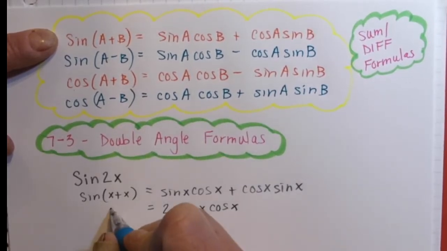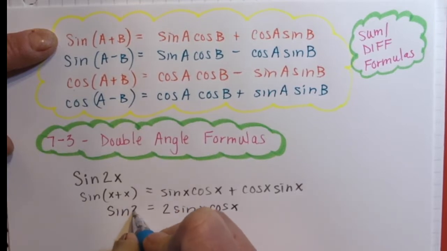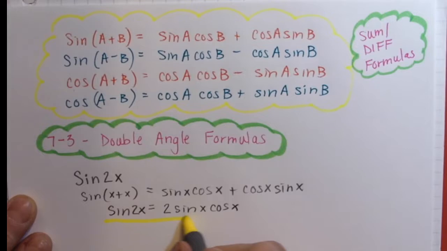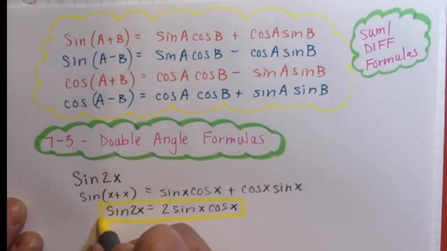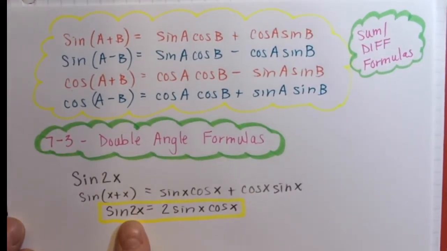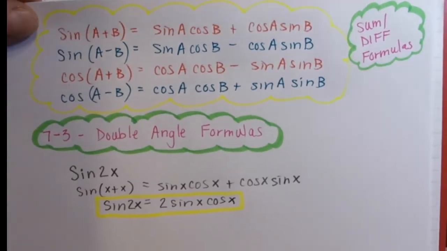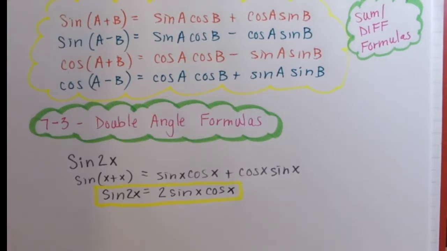Okay, so on your formula sheet that you already have, this is the double angle formula for sine of 2x. So typically when we're working with this, we'll rewrite sine of 2x as 2 times the sine x times cosine x.